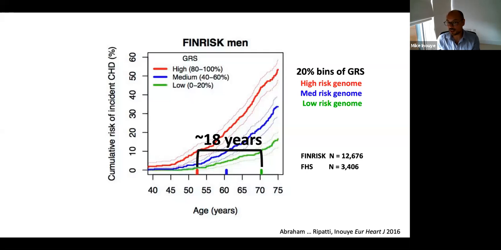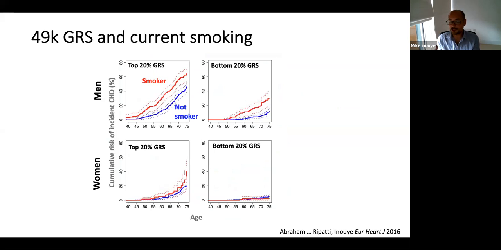So on the green curve, right? So, this is quite a lot of time in which to do something about people who, as far as we can see, are at higher lifetime risk of coronary artery disease. And you can stratify by other things with GRS as well. You can stratify by current smokers versus non-smokers.